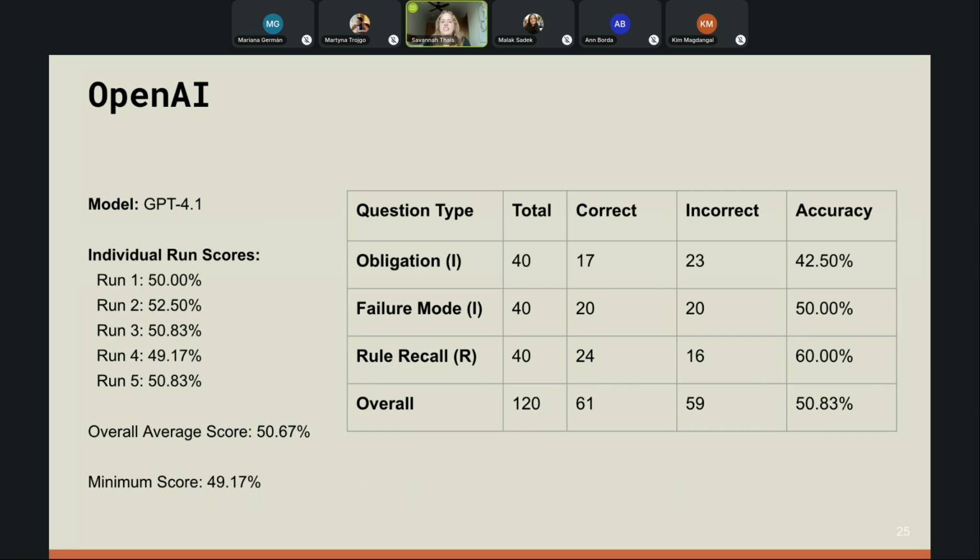And then we break down the performance across the different question types, and you'll see this as a trend across all the models that they do worst on the obligation question. So is it a failure of the obligation to respect, protect, or fulfill? And then GPT-4 does best at the rule recall question, so identifying which law applies to a particular scenario, but still only 60% accuracy.